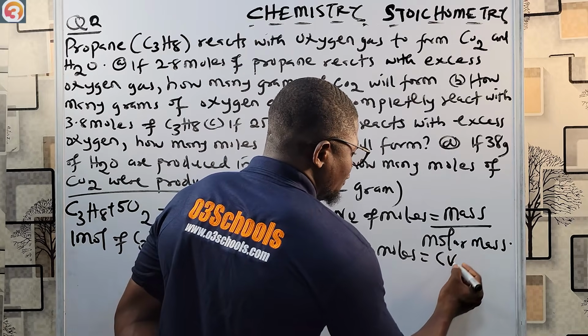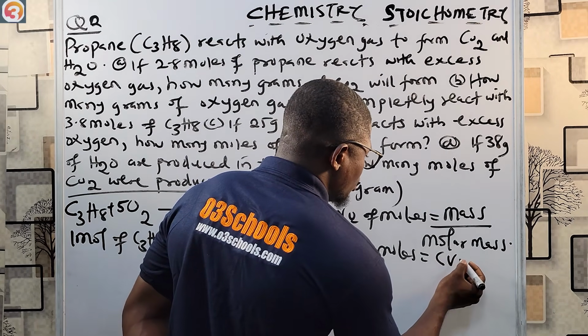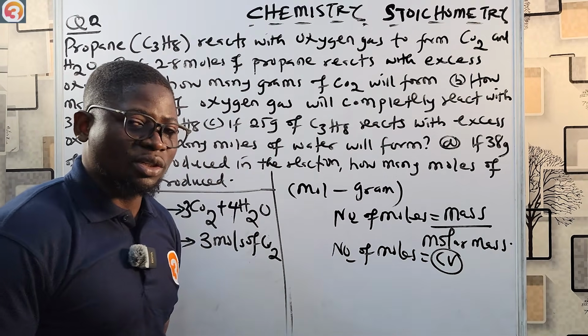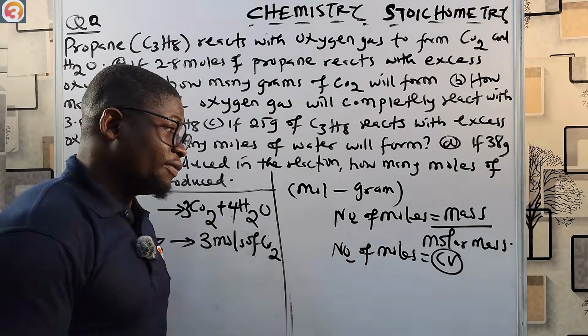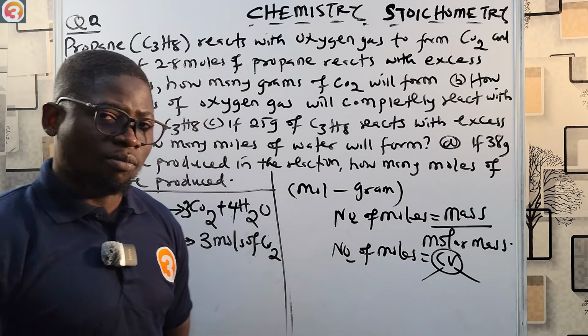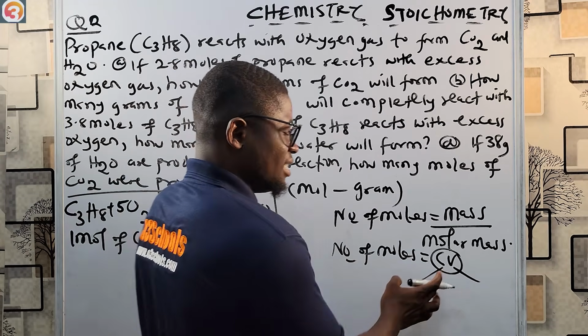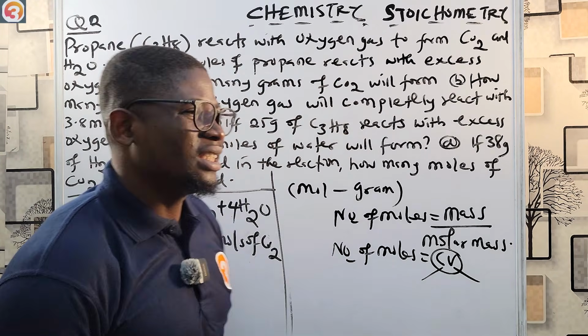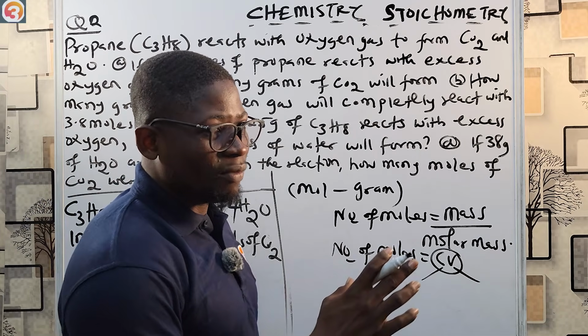CV. That's concentration times volume. Most of your questions in JAMB, you will be given the concentration of a substance and the volume, and you are told to look for the number of moles. So number of moles is CV, concentration times volume. It's another formula for finding number of moles.